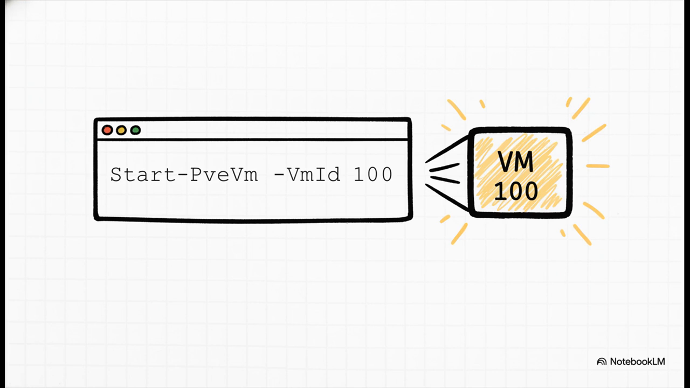And just like that, the magic happens. You're ready to automate. I mean, look how clean this is. You want to start VM 100? The command is Start-PveVm. It just makes sense. It follows that perfect, predictable PowerShell logic. You don't have to go digging through API docs. You just type what you want to do.